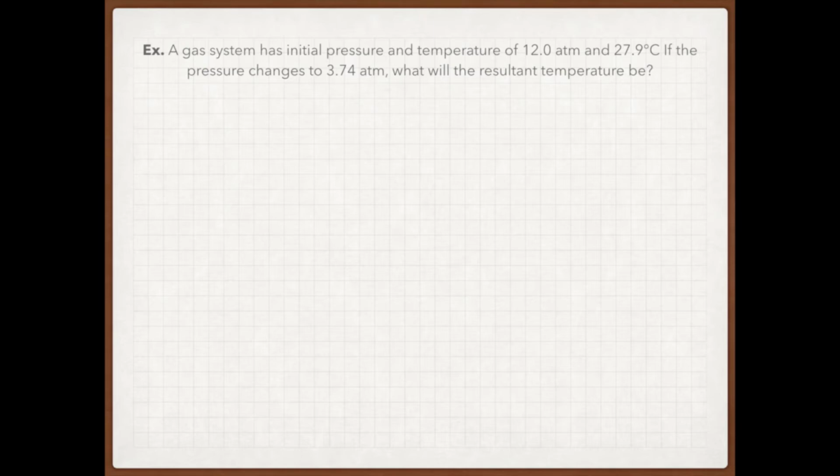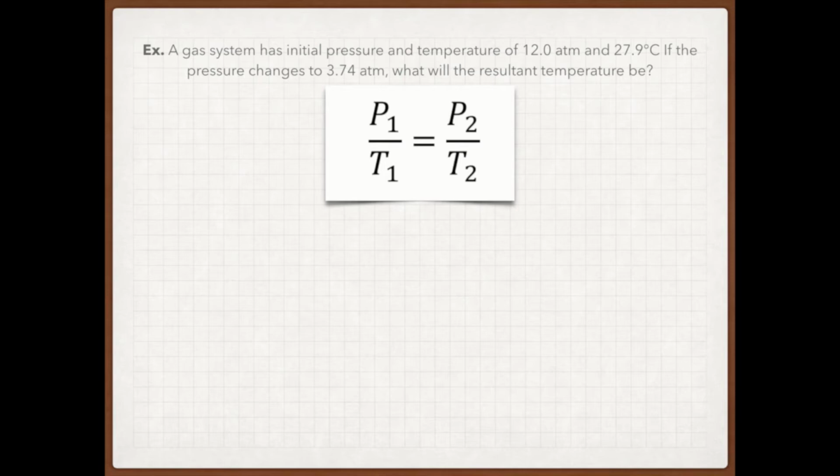Okay, so let's look at an example. It says a gas system has an initial pressure and temperature of 12 atmospheres and 27.9 degrees Celsius. If the pressure changes to 3.74 atmospheres, what is the resultant temperature? All right, so my pressure is 12 atmospheres. Okay, so I'm going to plug in 12 atmospheres. My temperature is 27.9 degrees Celsius. I've got to add 273 to that to get that into Kelvin. So it's going to be 300.9 Kelvin. That equals 3.74 atmospheres over my T2. Notice my units for pressure can be whatever I want, but they have to be the same on both sides. So in this case, they're both atmospheres.